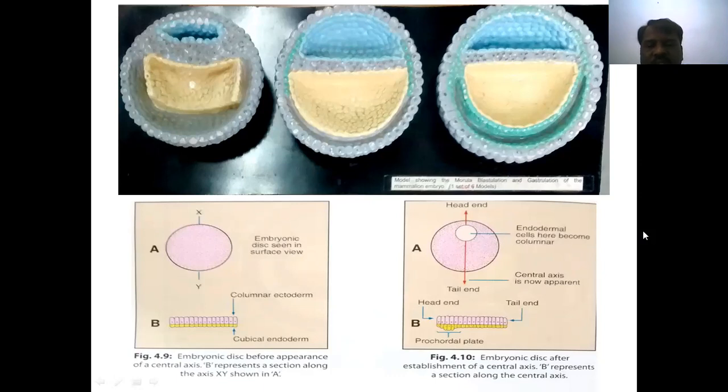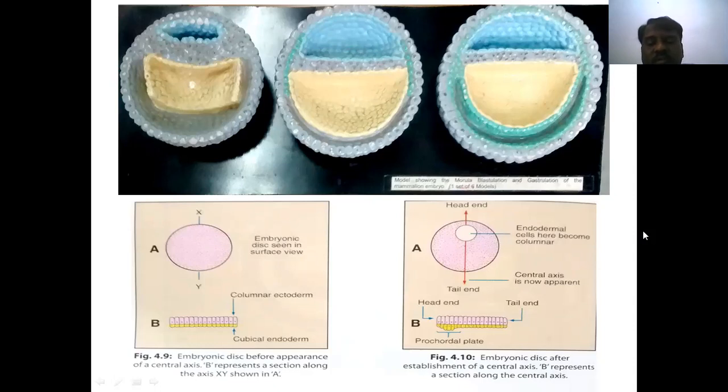After formation of the primary yolk sac and amniotic cavity, we can identify the extra-embryonic mesoderm. That extra-embryonic mesoderm forms the extra-embryonic coelom, and then the primary yolk sac becomes the secondary yolk sac. This extra-embryonic coelom is divided into two parts: the somatopleuric and splanchnopleuric layers. These two layers are there.